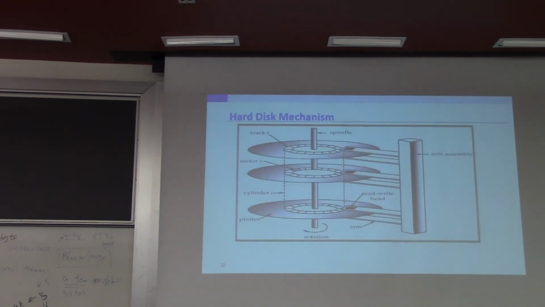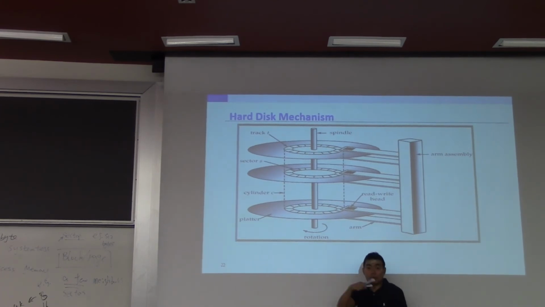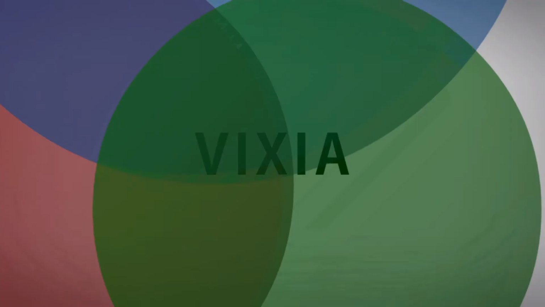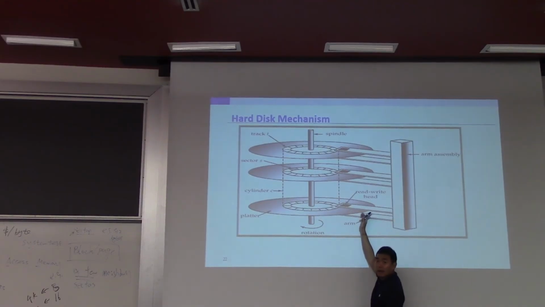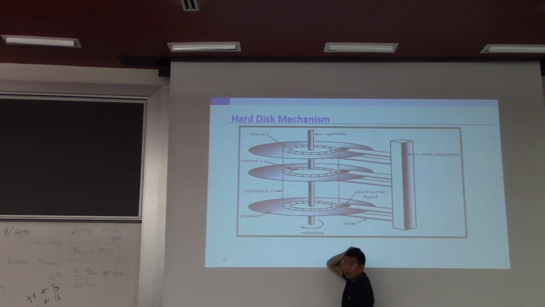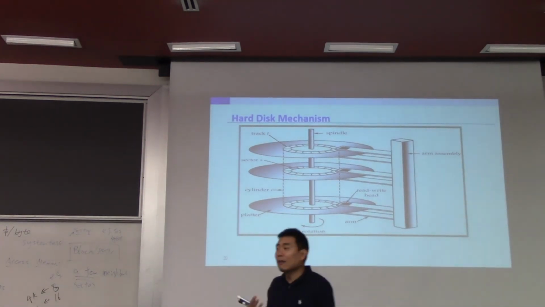Why is that? If the head is here and you're trying to access this particular track, your seek time is 0. You don't have to move your arm at all. But what if you're trying to read some data from this track? Then you have to move the head out, away from the center of the spindle. That takes time. And the time it takes will obviously be different for moving from here to here versus moving from here to here. So it's not a constant.